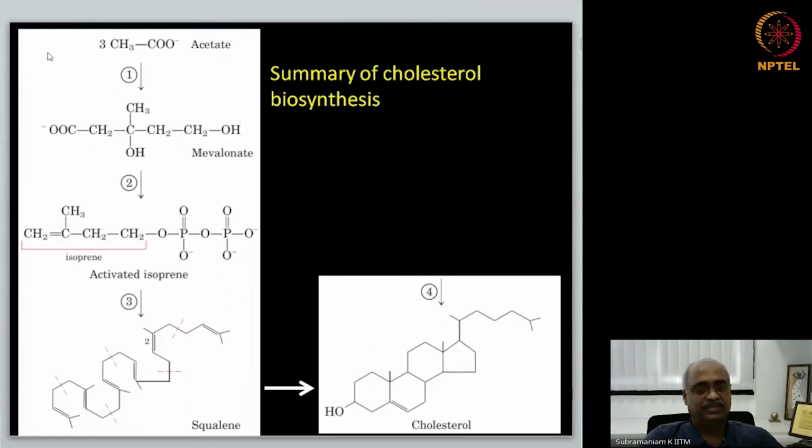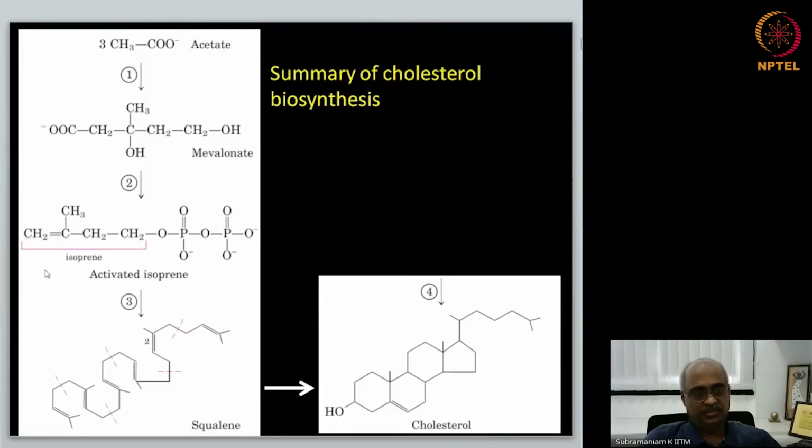So here are the steps. First is formation of mevalonic acid. This is a different route than the route by which free fatty acids are produced. And from mevalonic acid, we make activated isoprenes. And that is the second step. Then the isoprenes join together to form a long 30-carbon chain, like 6 of them. So these are 5-carbon isopentenyl groups. So we have 1, 2, 3, 4, 5.